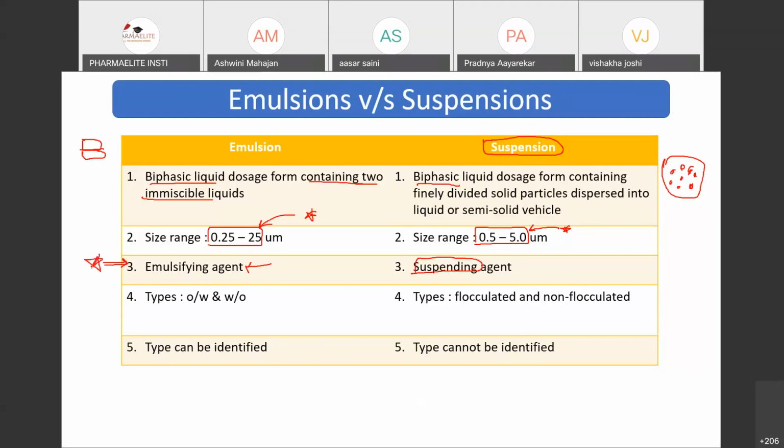What I was talking about initially when I started the chapter, I told you about the HLB scale. I told you about the Griffin scale. So I'll talk about those particular types.